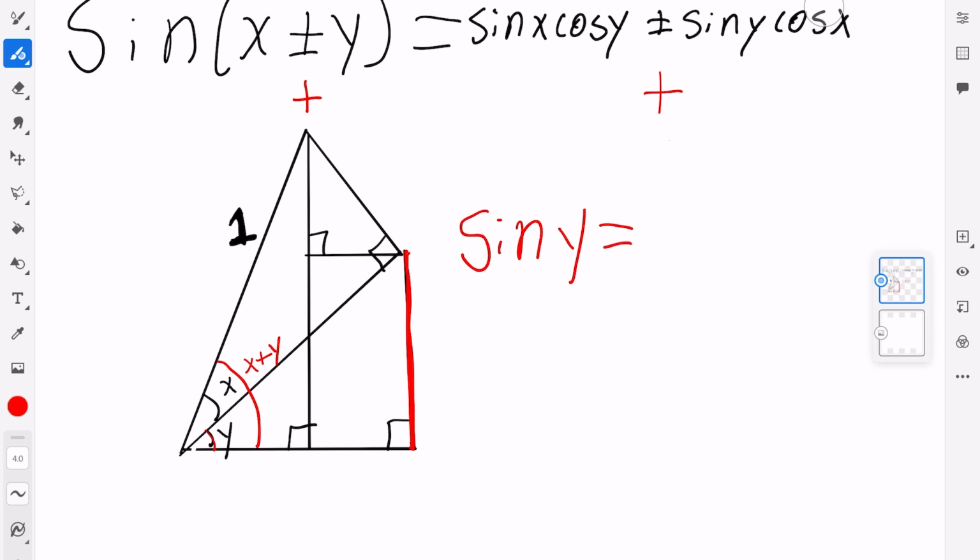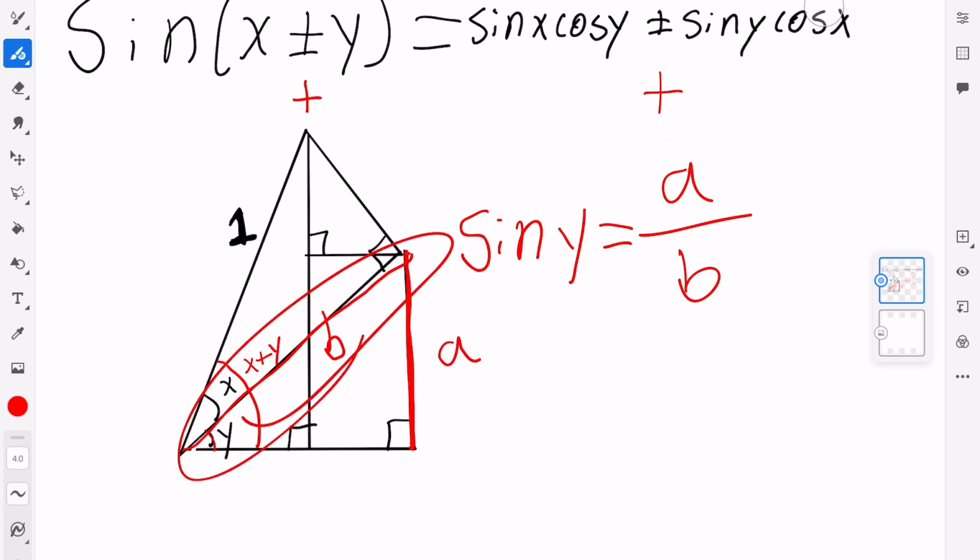And the sine of y, let's just say this is a and this is b for now, equals a over b. So what we need here the most would be b, as we already know what a is. A is the part of the major chord that we want. So how do we get b?